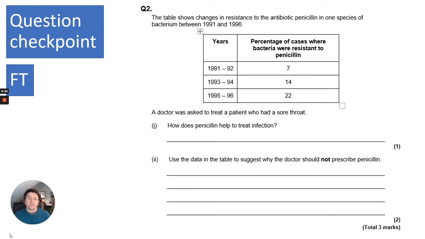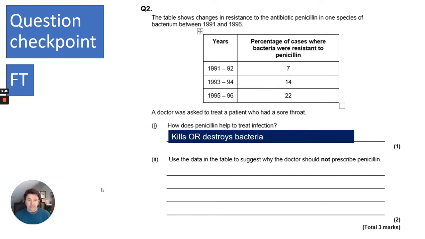Okay, question 2. So again, I'd like you to pause, read and answer in 3, 2, 1. Right, question 2. So we've got some data here, and this data shows the change in resistance to the antibiotic penicillin in one species of bacteria. So a doctor was asked to treat a patient who had a sore throat. And it says, how does penicillin help to treat infection? Well, what it does, it kills or destroys bacteria.